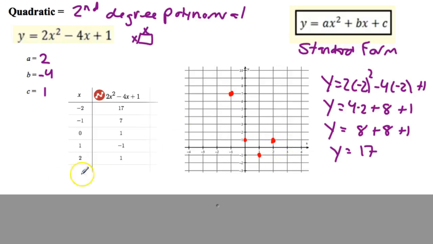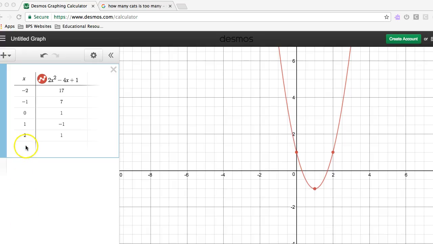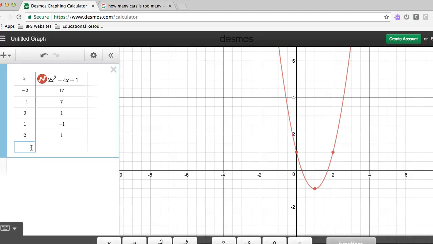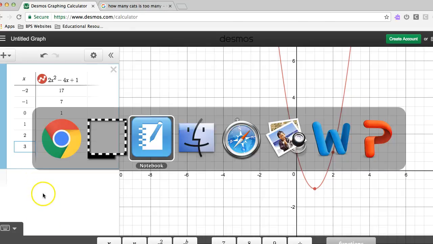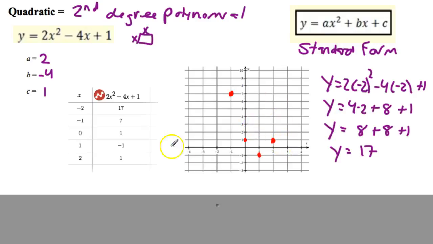What about 3? What would 3 be? If I want to find 3, I believe I can click back in this table, type in 3, oh, bam, 7. All right, so let me go back to my graph. 3, 7, right there. And you can connect these points. They look like that, and they go on forever, going up. All right, so this is the graph of a quadratic. Mine is not as pretty as Desmos, but it gets the job done.